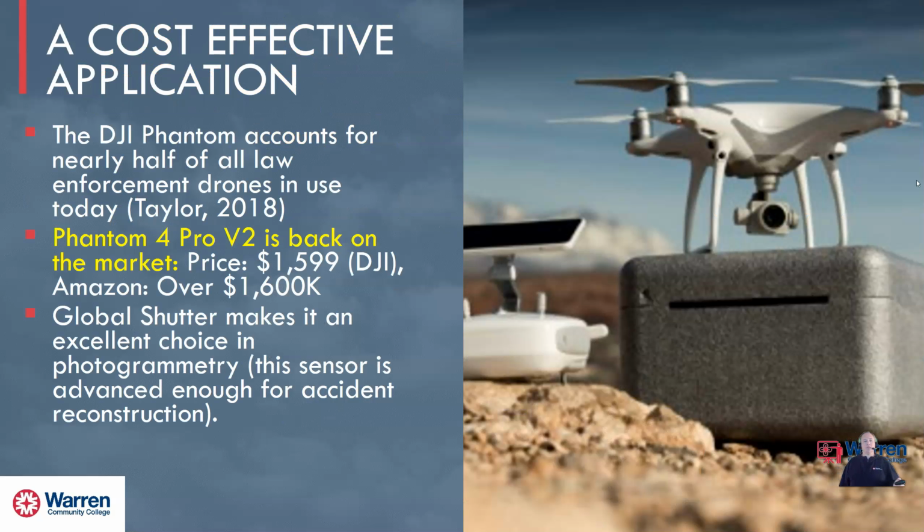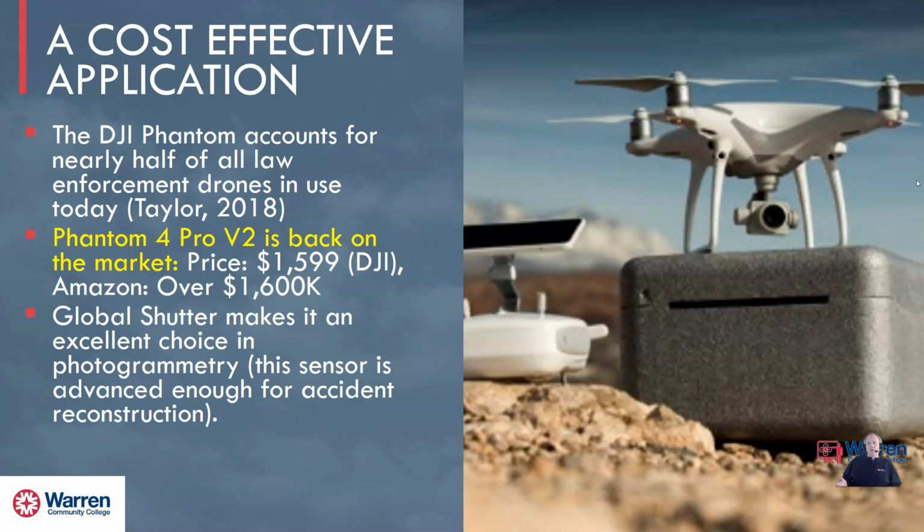It's also cost effective. So in 2018, nearly half of all law enforcement drones were the Phantom. The DJI Phantom, which here's a picture of a Phantom 4, probably from the PIX4D or from the DJI website. And the Phantom 4 Pro came back. It was so popular. So the price is $1,599 if you buy it from DJI, and a little bit over the DJI cost if you go directly to somewhere like Amazon or a third party.